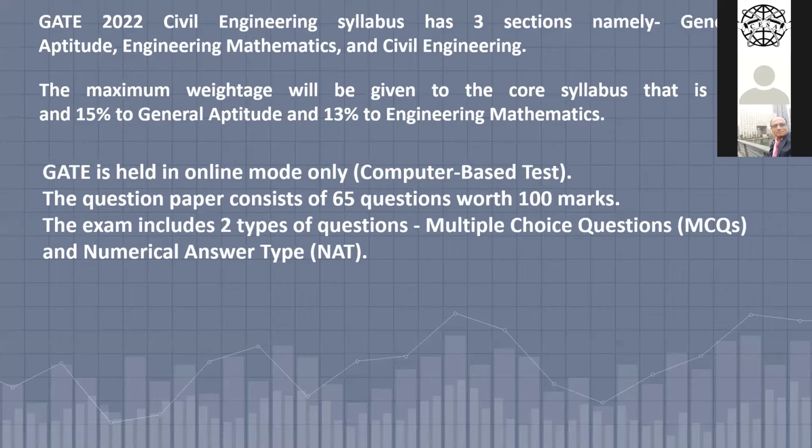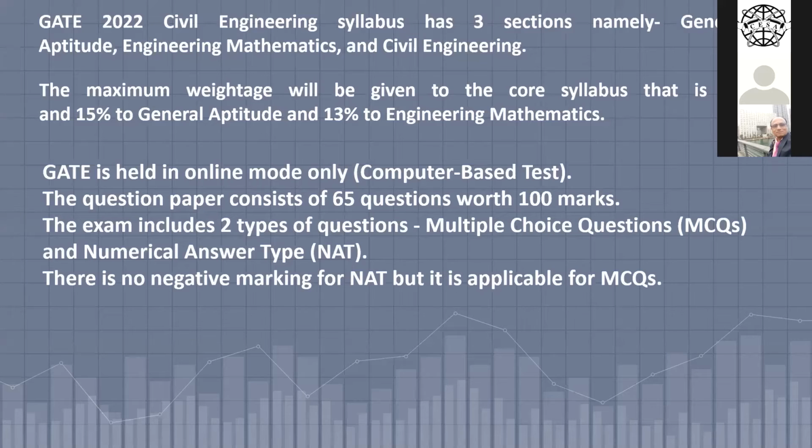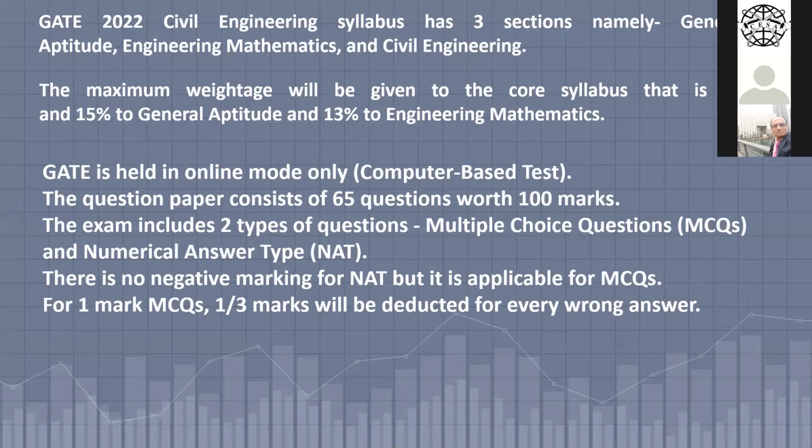65 questions, which is 100 marks. As told, there are two types of questions: multiple choice questions, which is MCQ, and numerical answer type. There are 1 mark questions and 2 mark questions asked in the GATE. For 1 mark MCQs, if you answer wrong, then 1/3 marks will be deducted for every wrong answer.